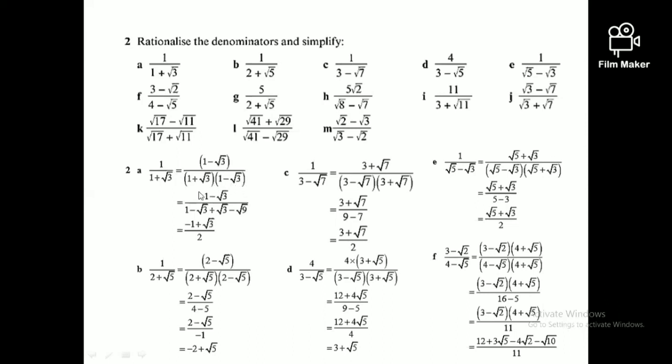Then here we can expand the brackets. 1 into 1 is 1. 1 into root 3 is root 3. Root 3 into 1 is root 3.